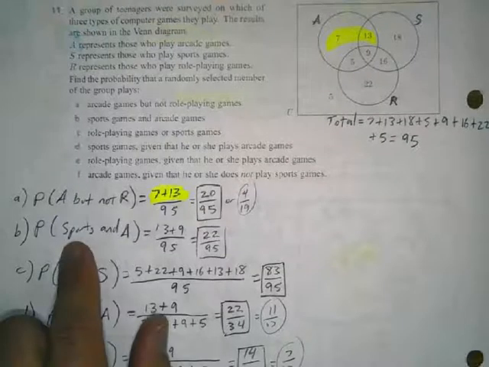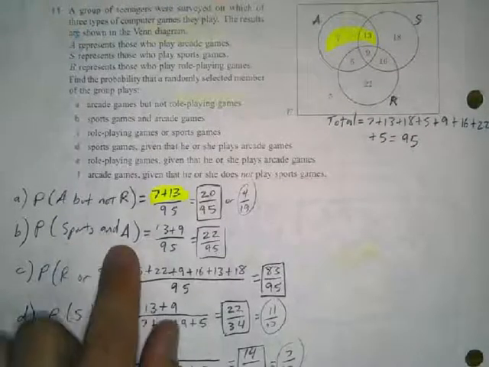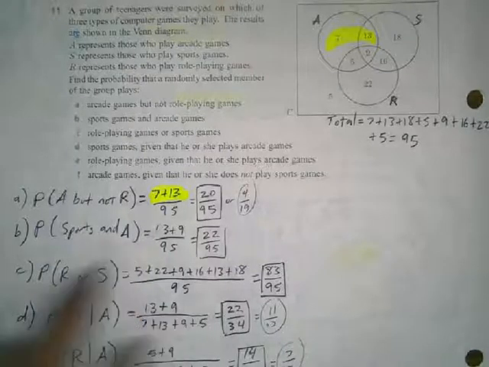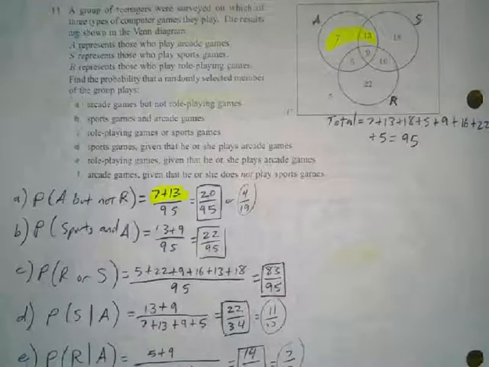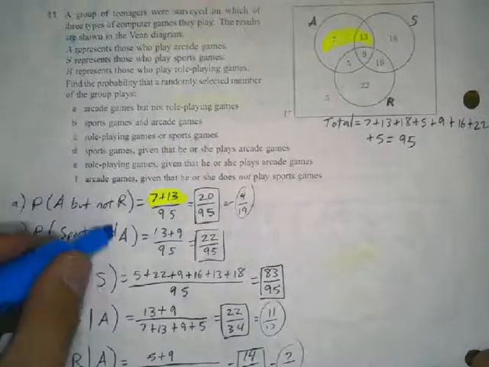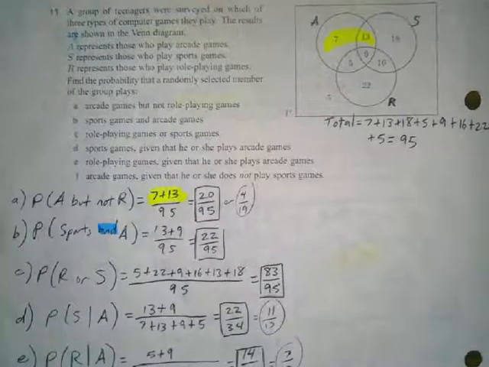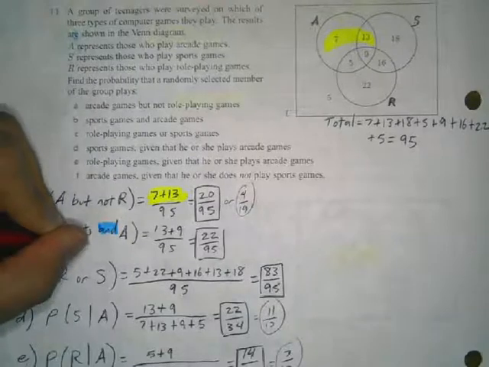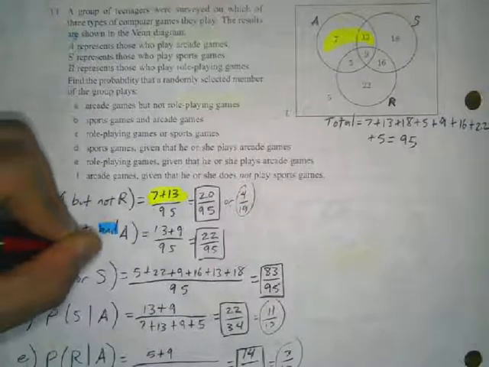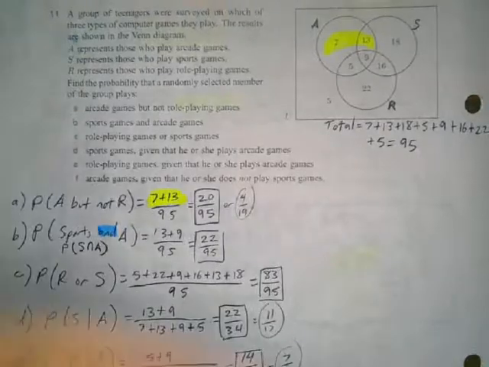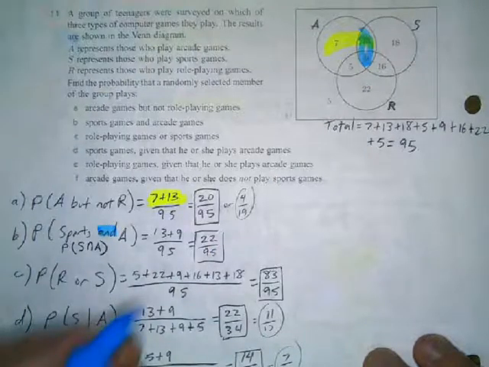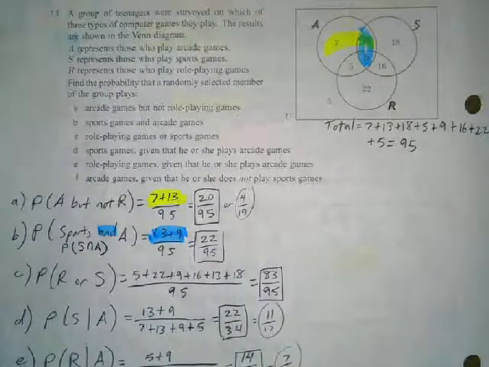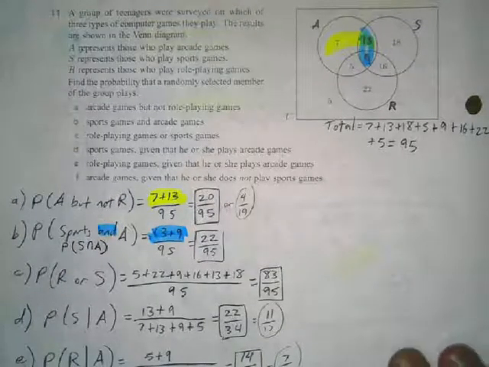Okay, probability that a person does sports and arcade games. So the word "and" means it's going to be intersection. So we could write this as S and A, because it's the intersection. And so the intersection of S and A is 13 and 9. I didn't mean 19. Okay, next one.